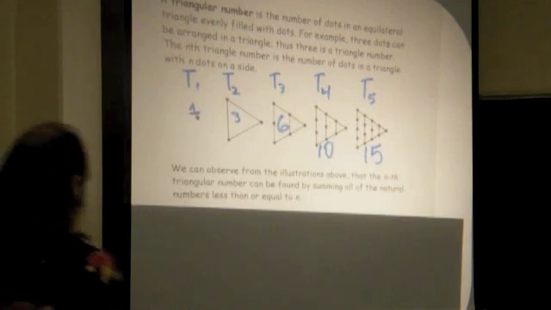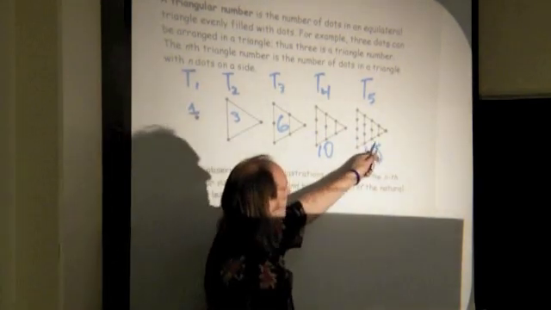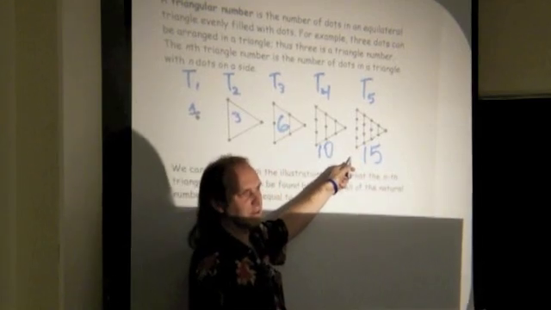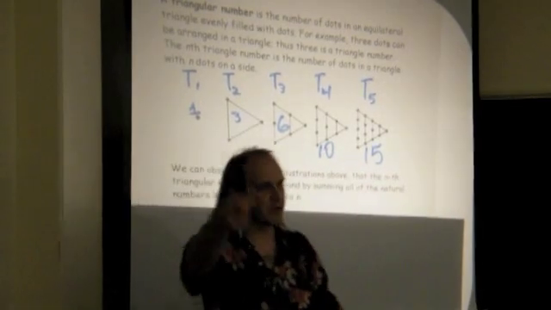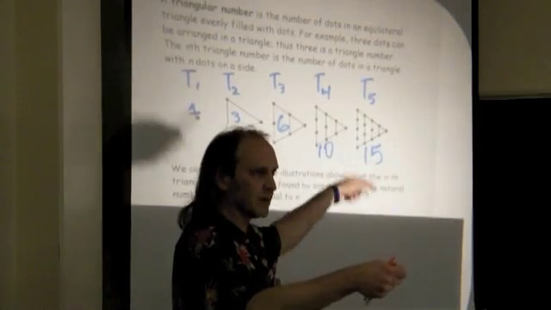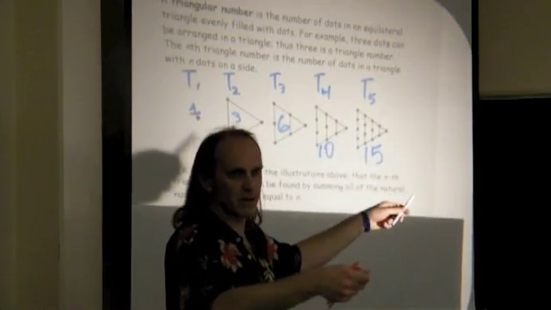All right, so what you want to observe here is that the nth triangular number, an arbitrarily large one, could be found by summing all of those natural numbers less than or equal to n. And of course, this I think is probably the easiest one. How do we get 15? 1 plus 2 plus 3 plus 4 plus 5. Right? So T sub 40 is going to be 1 plus 2 plus 3 plus 4, and so on and so forth, plus 40. We're good?